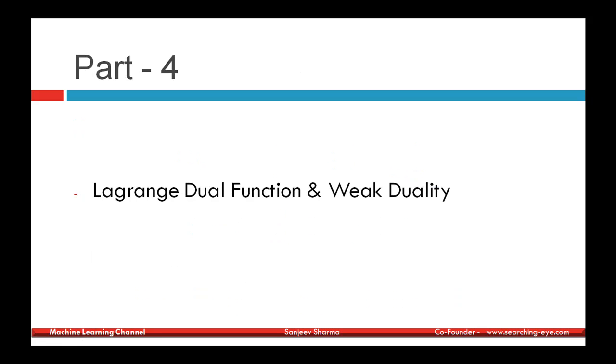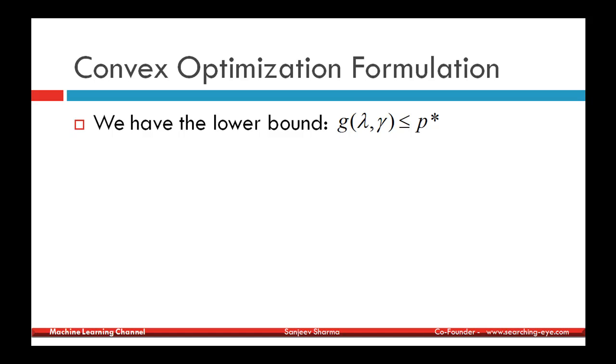So the fourth part of this lecture discusses the Lagrange dual function and the weak duality. As we know, the Lagrange dual function, or just the dual function g of lambda, is a function of lambda and gamma, the Lagrange multipliers or the dual variables, and it gives a lower bound on the optimal value of the primal problem. So a very basic question to ask is, what is the best lower bound on the optimal value of the primal problem?